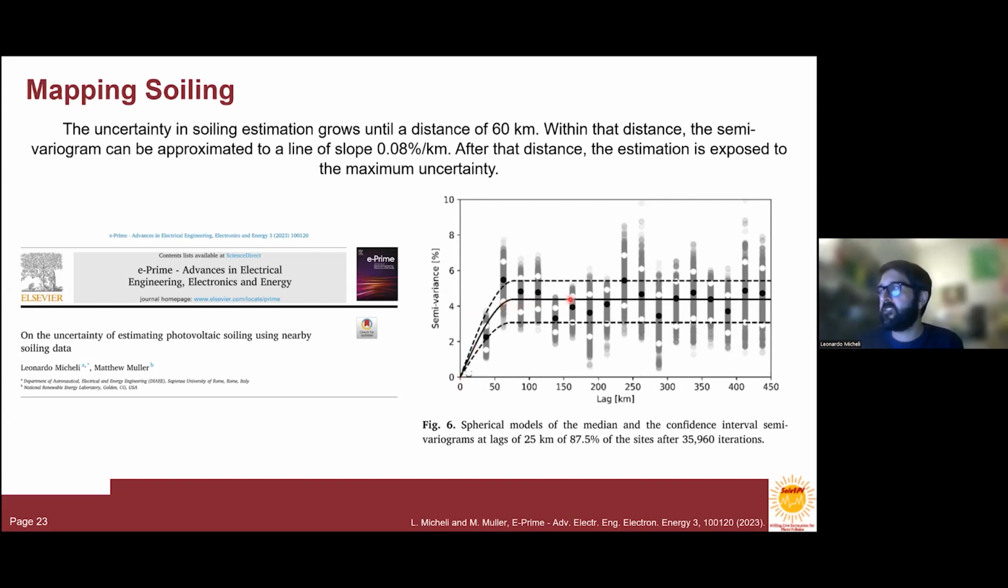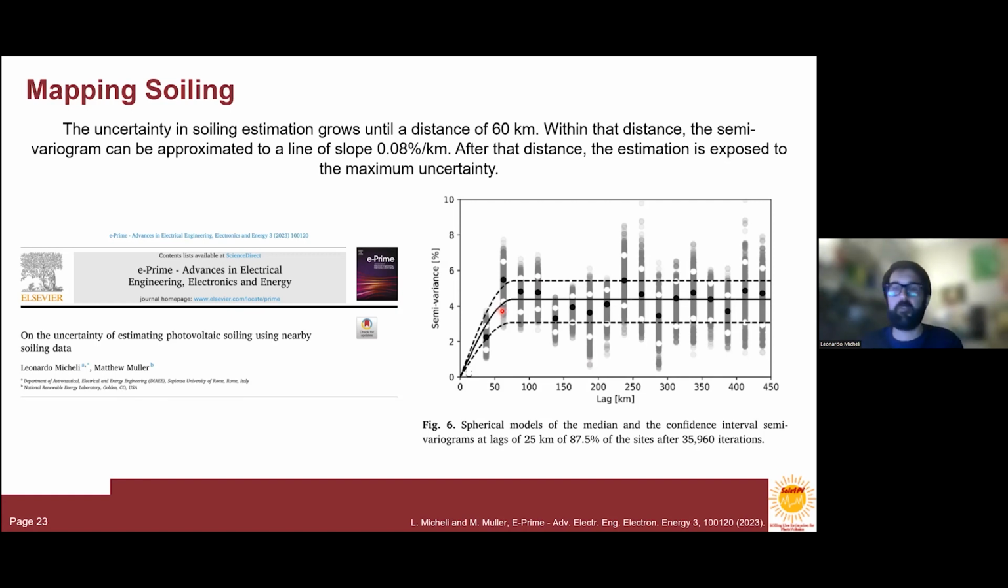What this graph is telling us is that you can estimate soiling using a nearest neighbor approach, but you have to accept some uncertainty. And that uncertainty increases at a rate of almost 0.1% per kilometer. So after 10 kilometers, you have an uncertainty that is probably already very close to 1%. That keeps increasing until a distance of 60 to 80 kilometers.